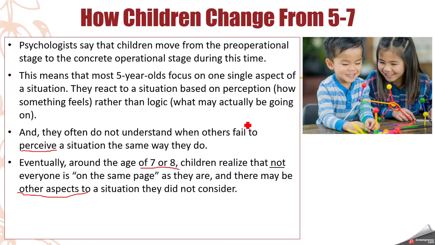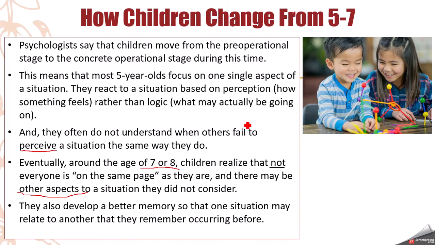They'll also understand why someone might be upset, or why someone might be happy, even if that's not what they're feeling about a situation. In addition, by the age of seven, children have a better memory. So one situation relates to another that they remember doing or happening or occurring before. Whereas younger children really don't have that great of memory.